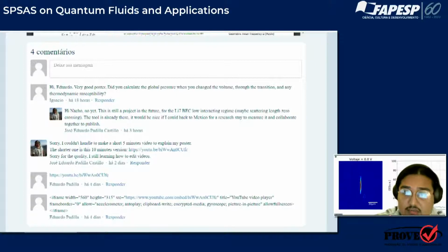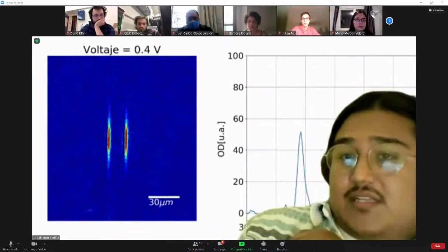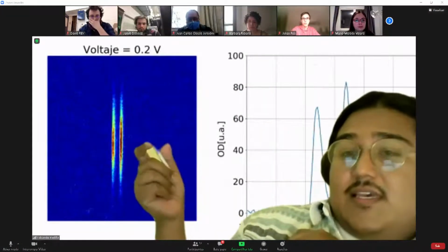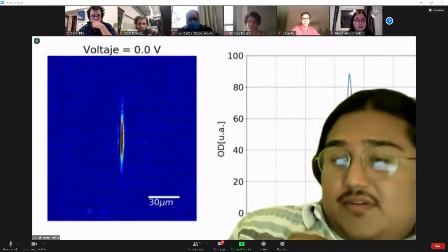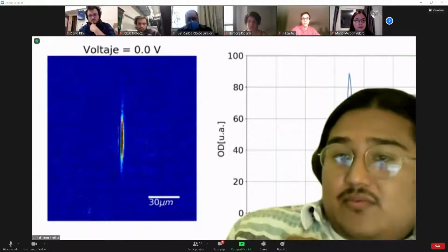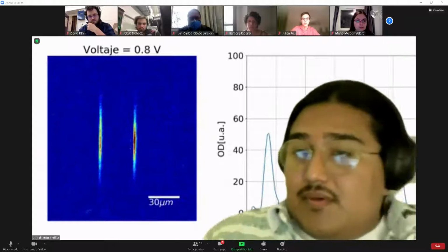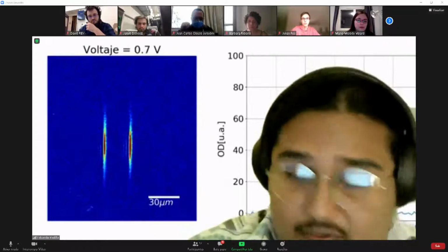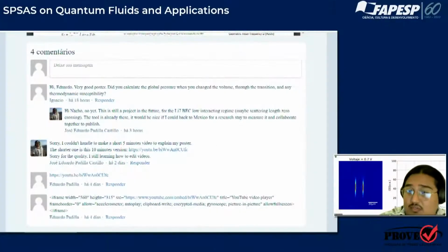Maybe you can see in my video, we can pass from a single trap to a double trap, and we can change the size and check the distance between this double well. This is really useful, for example, to do wave interferometry between these two Bose-Einstein condensates and see an interference pattern.